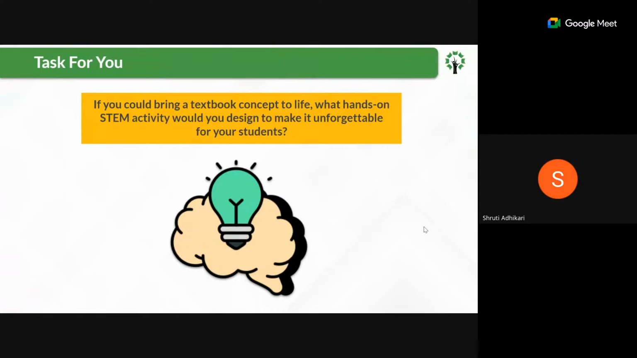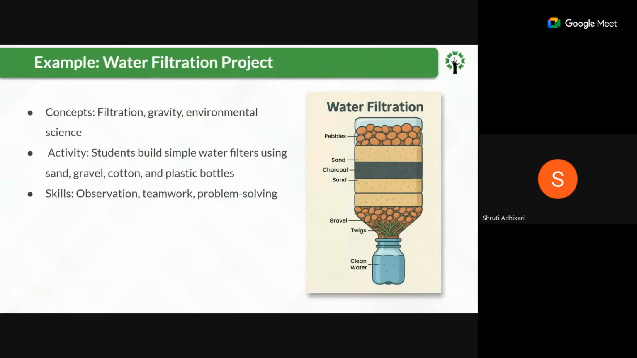Okay. So now here are a few more examples. First is the water filtration project. You can see the diagram here. The concepts are filtration, gravity, and environmental science. The activity is that students can build simple water filters using sand, gravel, cotton, and plastic bottles. So this is another STEM-based activity.